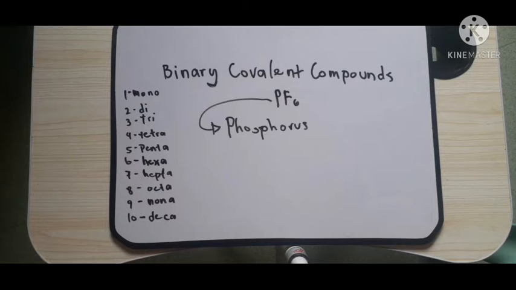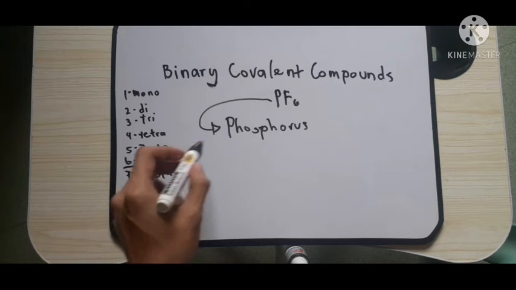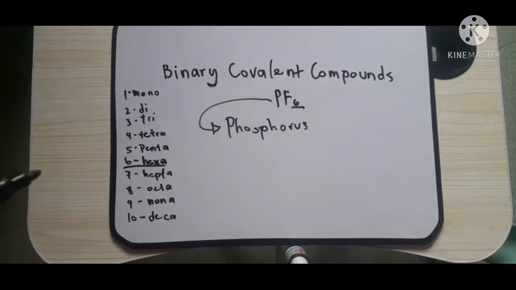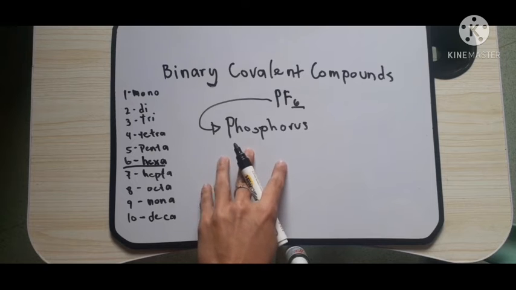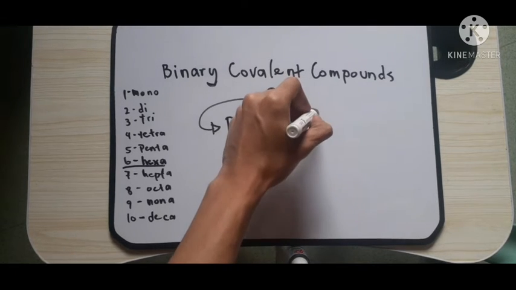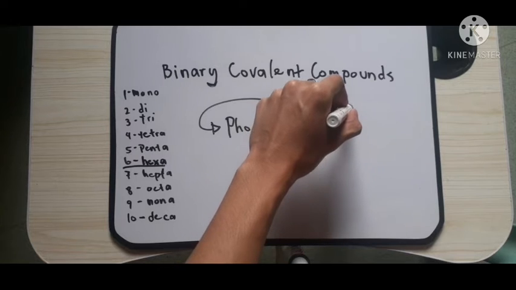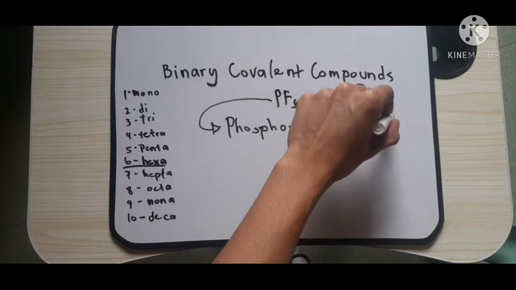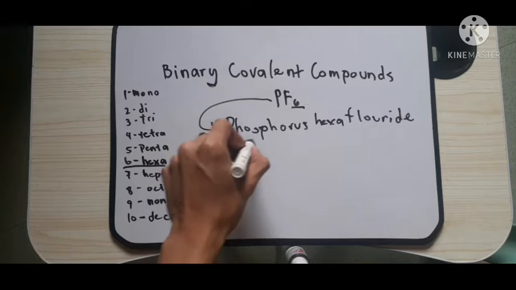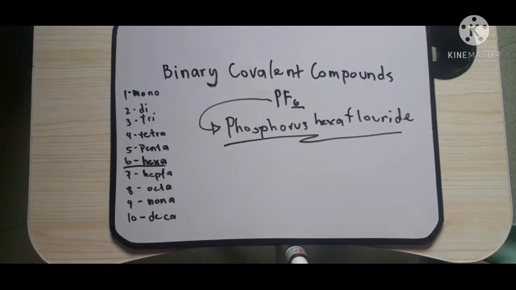Now, let's proceed to the second element. F is fluorine in the periodic table of elements. Let's get the root of fluorine, which is fluor, then add -ide, so it will be fluoride. The next step is that we will be using the prefix hexa since there are 6 fluorine in the formula. So the name of this PF6 will be phosphorus hexafluoride. And that's how we name the type 3 binary compound.